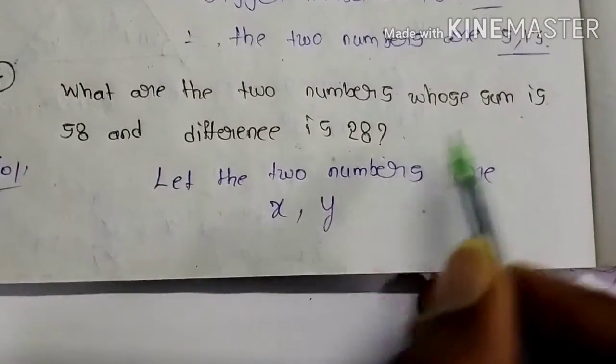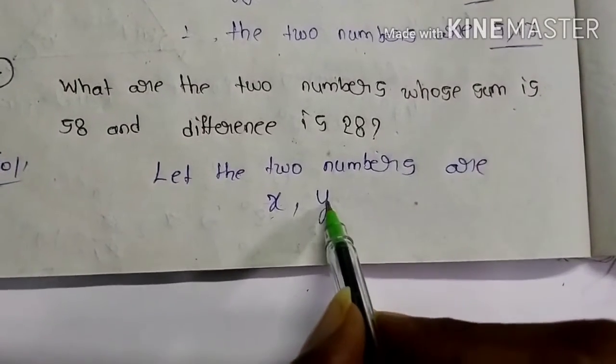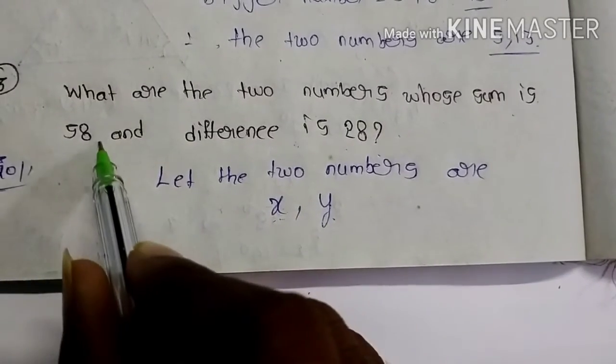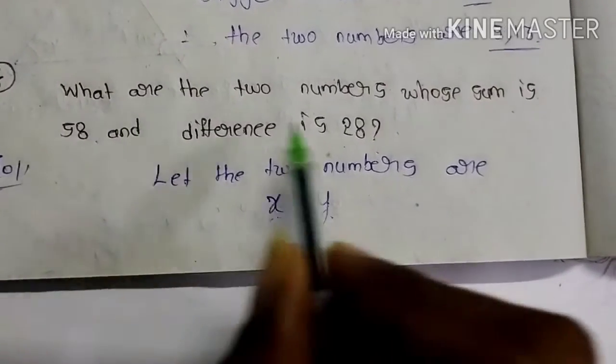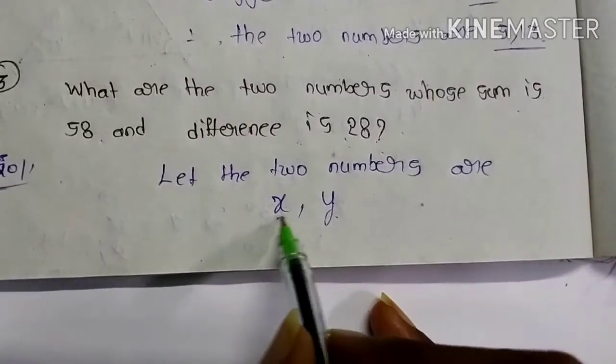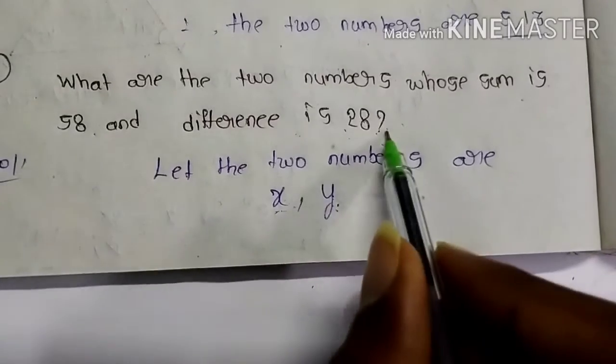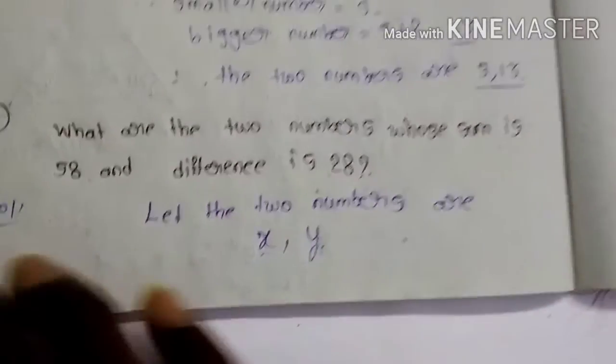That means here, whose sum means x plus y. x plus y is equal to how much? 58. Is it okay? Sum is equal to 58. That means x plus y is equal to 58. Difference is 28. That means x minus y is equal to 28. x minus y is 28, x plus y is 58. You can see here.